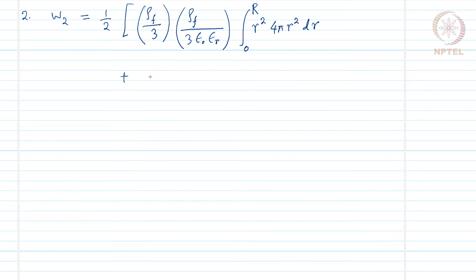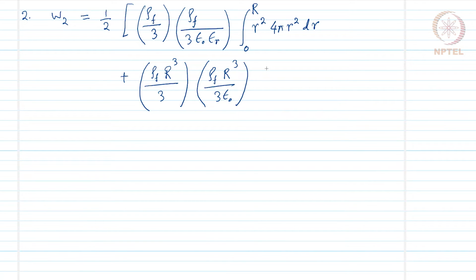plus outside the sphere the expression would be rho f capital R cubed over 3. This will come from the prefactor of the displacement vector. Then rho f capital R cubed over 3 epsilon naught is the prefactor of the electric field. Then integration everywhere outside the sphere, capital R to infinity, 1 over r to the power 4, 4 pi r squared dr.